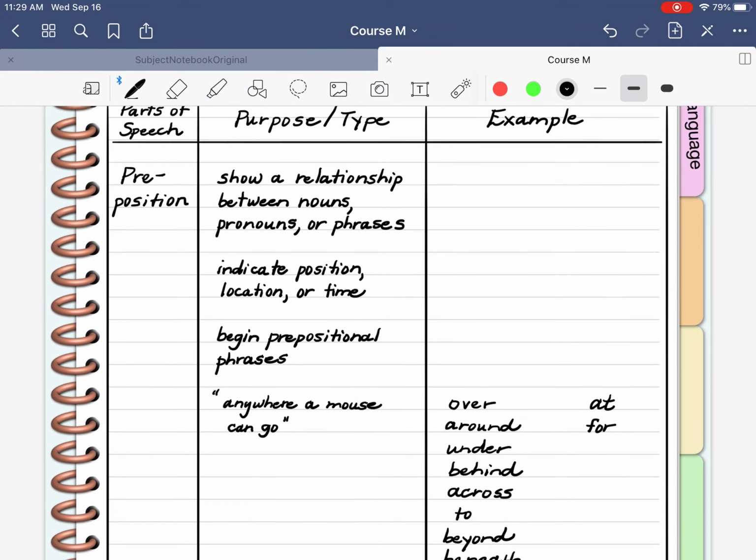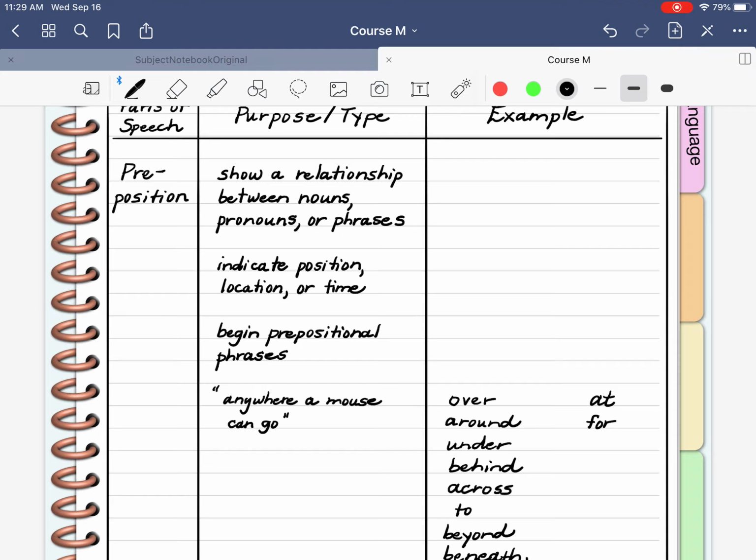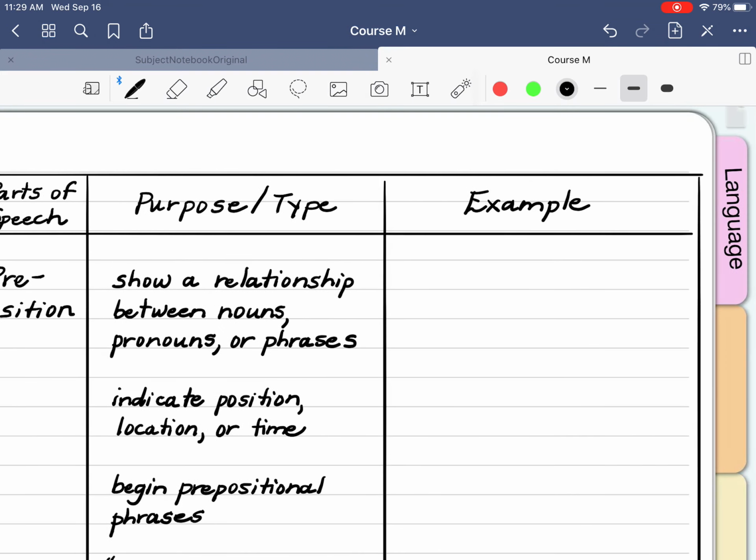So let's look back at this first example. It shows a relationship between nouns, pronouns, or phrases. So let's just use a mouse example. The mouse, which is a noun, ran, which is the action. Where did the mouse run? Behind the couch. Behind is the preposition. Couch is a noun. That is the object of the preposition, behind the couch.